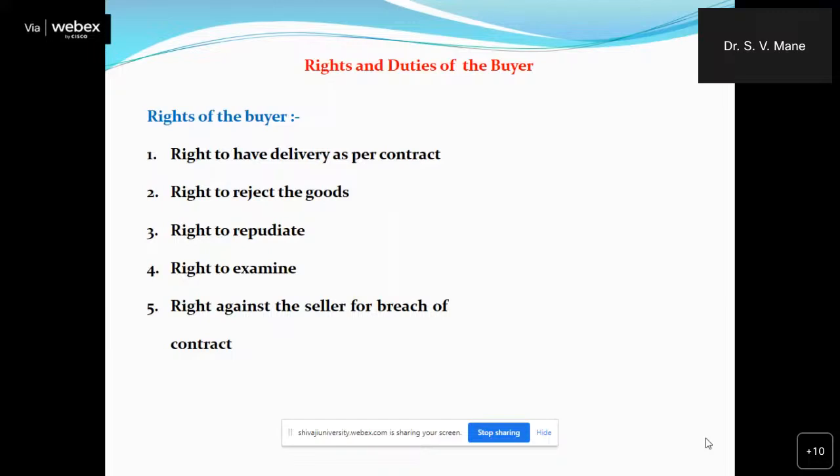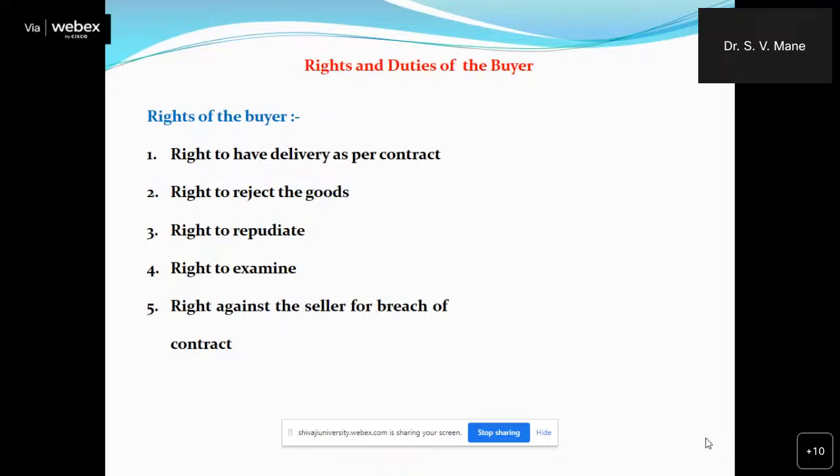Then next one is the right to examine. The buyer has the right to examine the goods before he accepts them, and the seller is bound to offer the buyer a reasonable opportunity to examine the goods for the purpose of conformity with the contract. So what is the right given under the Sale of Goods Act? That is the right of examination of the goods whenever the delivery is received from the seller. So this is also given in the rights of the buyer.